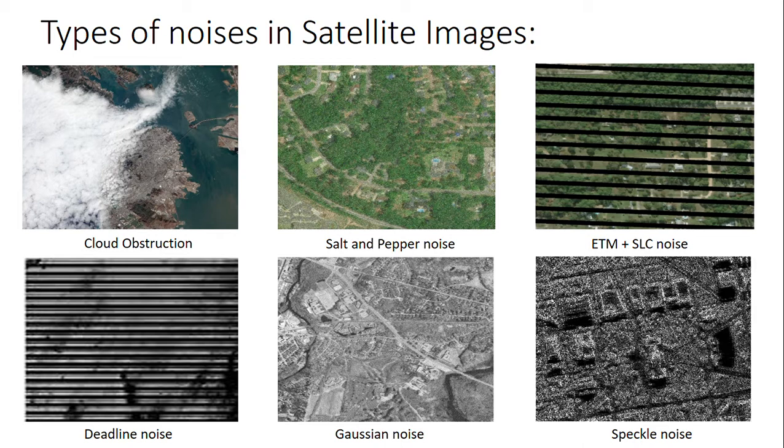Next is the deadline noise. This type of noise is very much similar to the ETM and SLC noise. This type of noise is recognized by thin black lines all over the satellite images.